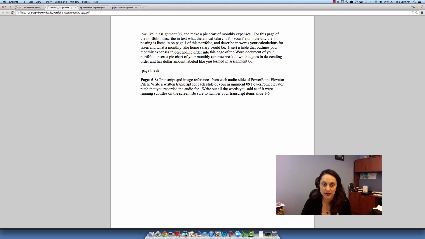Do another page break, and then pages 6 through 8, again, I said these two assignments are related to your elevator pitch. And what pages 6 through 8, if it takes more than 2 pages, it's fine. It could be pages 6 through 9. Is going to be a written transcript of what you're saying on each slide in your elevator pitch. Your elevator pitch is going to have 6 slides.